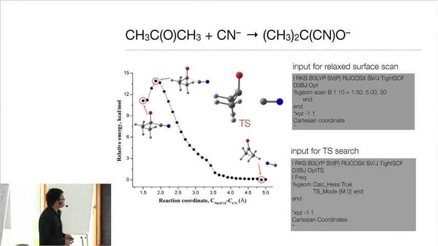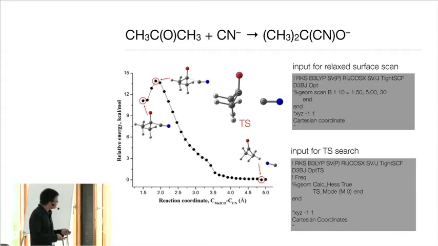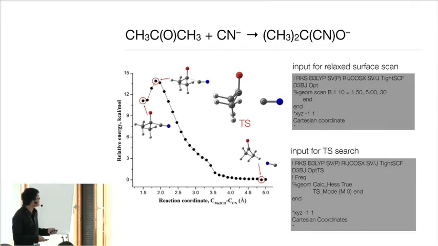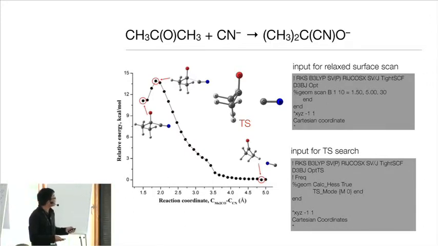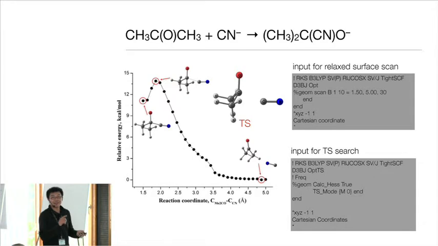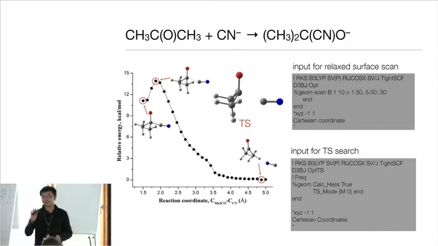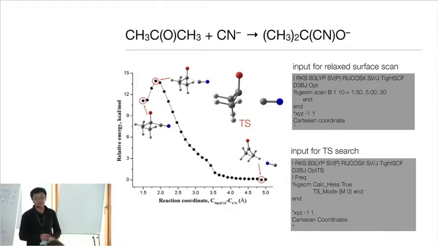As I show you here in the input file for the relaxed surface scan, most of the time we scan the bond distance between atom 1 and atom 0, which in our case is this C-C bond. Actually, we don't need 30 steps, but as an example, we scan this C-C bond distance from 1.5 angstrom to 5 angstrom in 30 steps, so we have a very good potential energy surface.